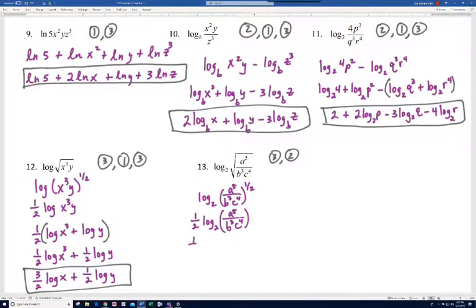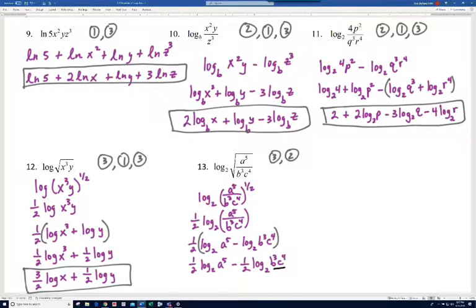So this becomes 1/2 times the log base 2 of a to the 5th minus the log base 2 of b cubed c to the 4th. And yes, you do need the parentheses there. Or if you don't use parentheses, there should be a 1/2 here. All right, so I'm going to actually go ahead and distribute next. I get 1/2 times the log base 2 of a to the 5th minus 1/2 times the log base 2 of b cubed c to the 4th.